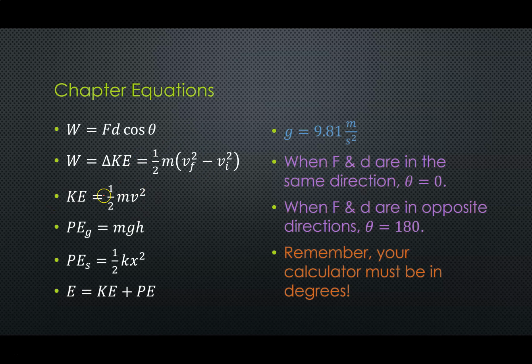We've already looked at kinetic energy is 1/2 mv squared, gravitational potential is mgh, spring potential is 1/2 kx squared. This is the spring constant, property of the spring, and this is the amount of stretch or compression. So how much did we squish or stretch that spring from its relaxed position? And again, we looked at mechanical energy is the sum of the kinetic and potential energies. We will be using g equal to 9.81 meters per second squared for this test.